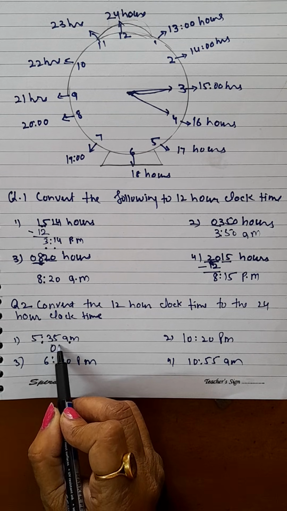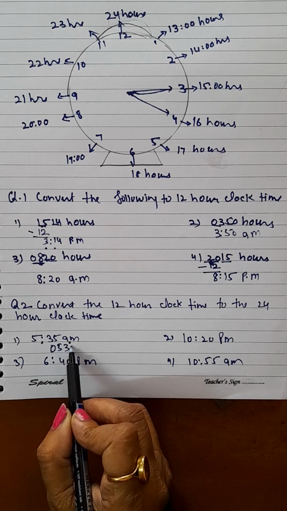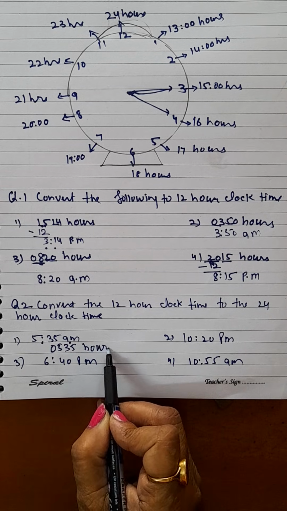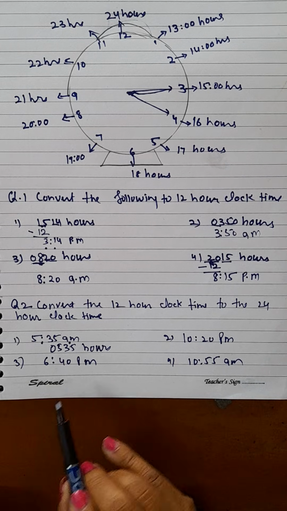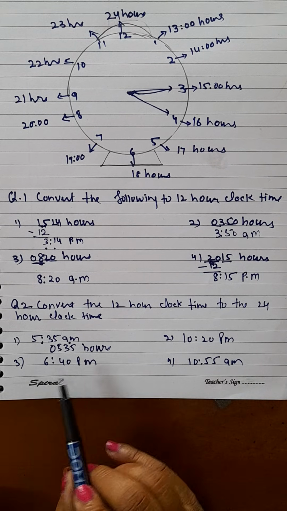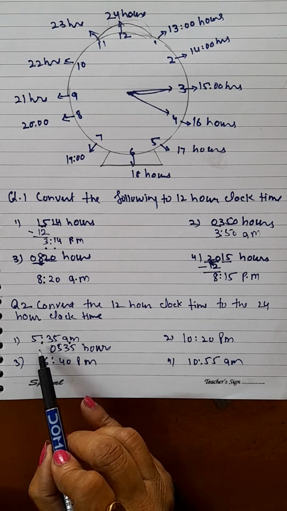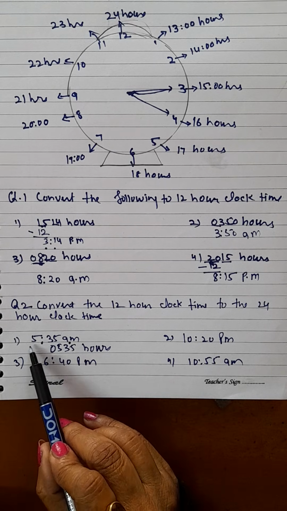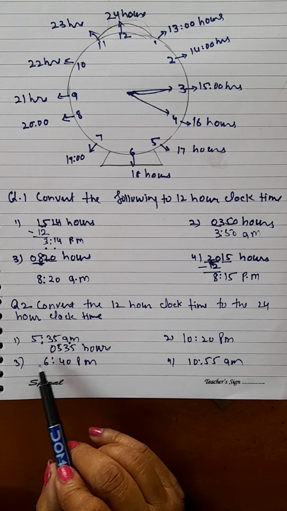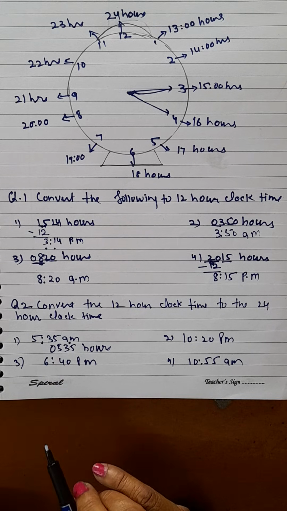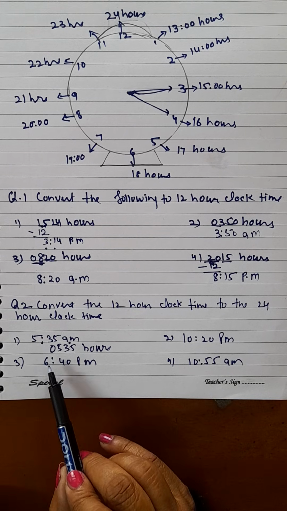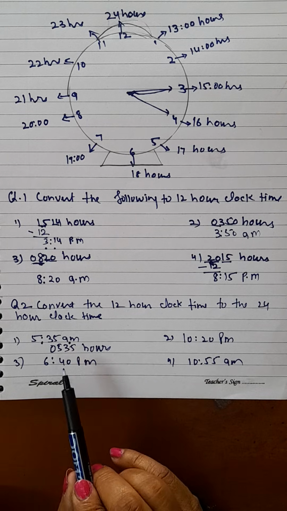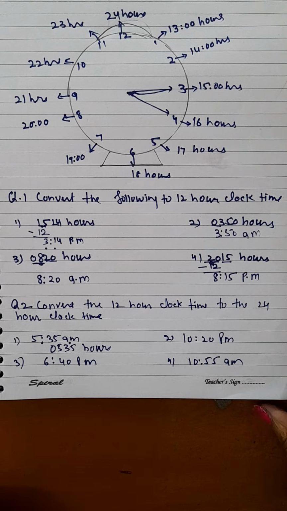So 0535 hours. Now, if the time is given in AM, there is nothing to do. We have to remove the colon and remove AM. If the hours are given in a single digit, we have to add 0. So the time is 0535 hours. This is in the 24-hour clock time.